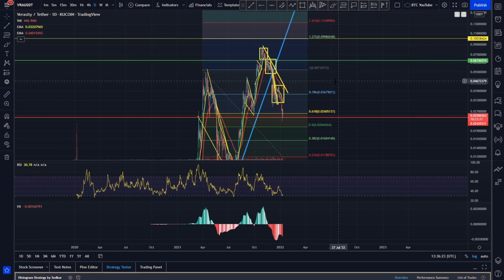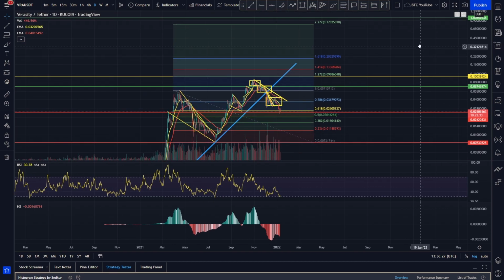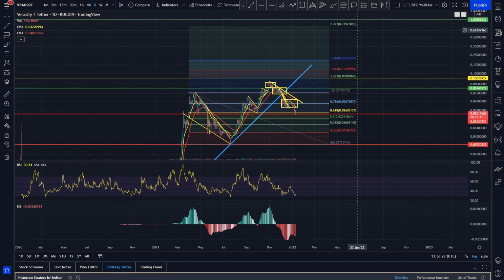So we still think this project, short term, it's hard to know what's going to happen, isn't it? But long term, we do think that fundamentals will start to win out. And in our opinion, Verasity at 50 cents to $1 in 2022 is very, very possible.